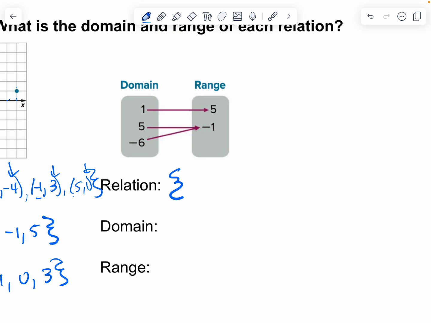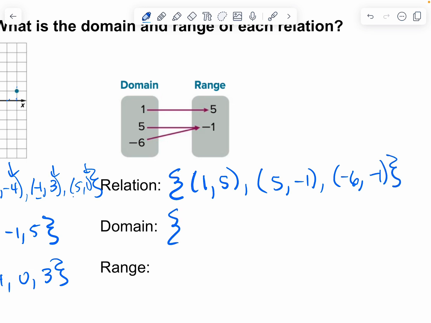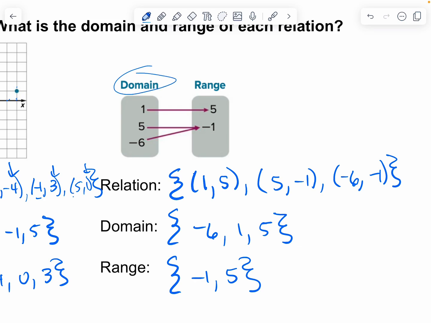Ordered pairs. 1 goes to 5. 5 goes to -1. -6 goes to -1. So my domain, -6, 1, 5. My range, -1, 5. Does help when they write the words right up here.